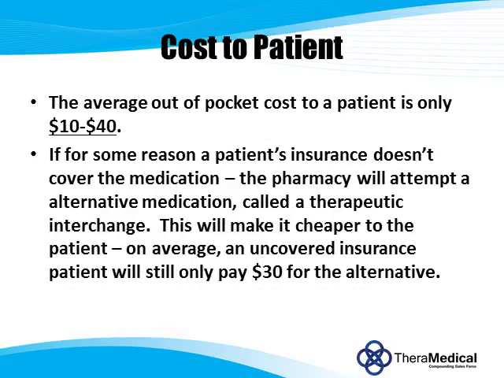Another great feature of our compounded pain cream is the cost to the patient. On average, the out-of-pocket cost to the patient is only $10 to $40. If for some reason the patient's insurance doesn't cover the medicine, the pharmacy can attempt an alternative medicine called a therapeutic interchange. This interchange makes the cost to the patient much less, and an uninsured patient will pay no more than $30 for the alternative medication.